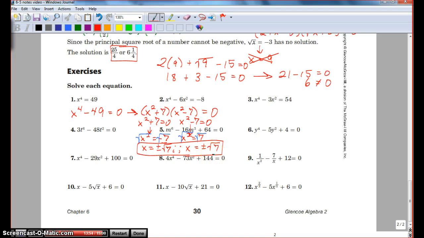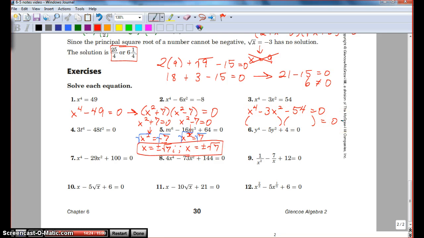Okay. On to number 3. Number 3 is a quartic that's not set equal to 0. So I'm going to get everything on one side and set the equation equal to 0. This is another quadratic type of problem. It's raised to the 4th, but I'm going to go ahead and start the process.